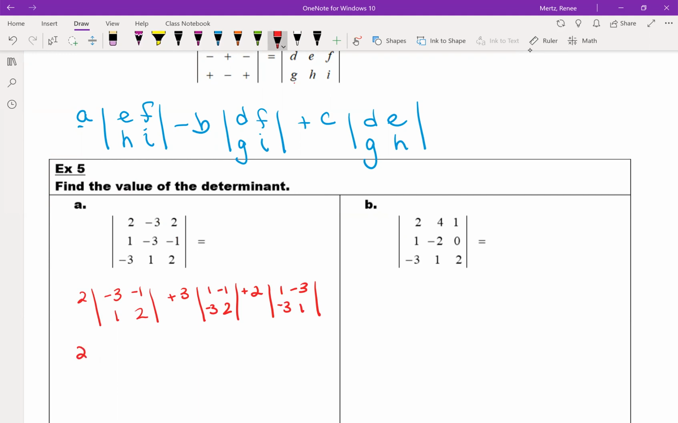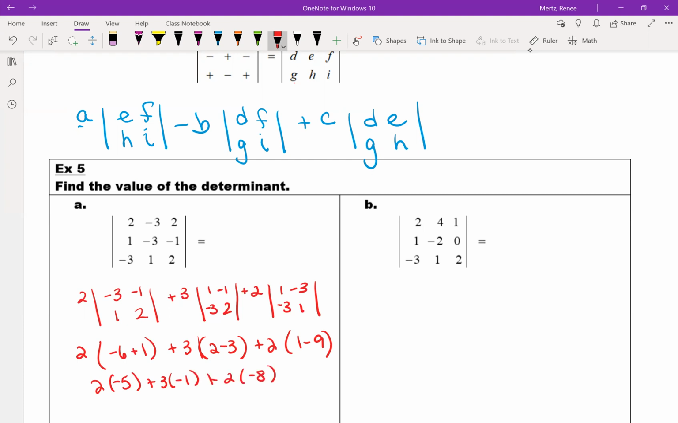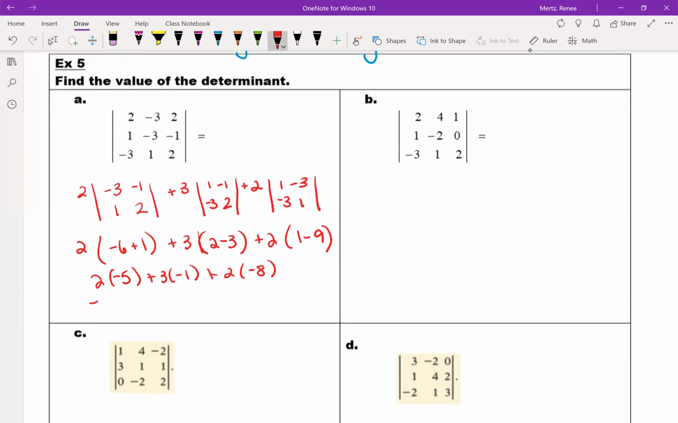Now we're ready to find the value. So we do 2 times (-6 minus a -1, which becomes -6 plus 1), plus 3 times (2 minus 3), plus 2 times (1 minus 9). So we have 2 times -5, plus 3 times -1, plus 2 times -8. We simplify that to get -10 minus 3 minus 16. We get -29.